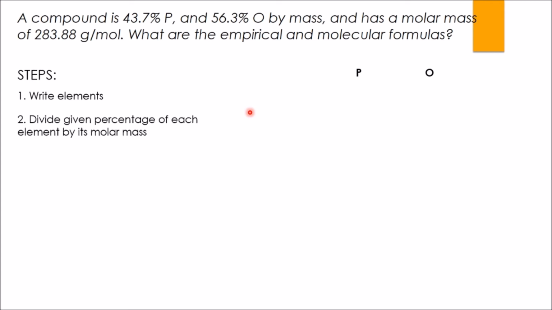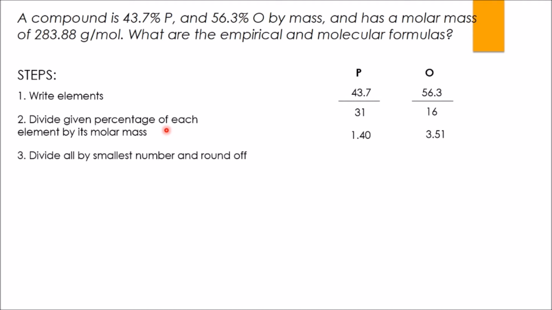The second step is divide the given percentages of each element by the molar mass. So we are going to write down the percentages that are given. Phosphorus is 43.7% and oxygen is 56.3%. We have to divide by the molar masses of these elements. We know that the molar mass of phosphorus is 31 and oxygen's molar mass is 16. So once we divide that, we get 1.40 for phosphorus and 3.51 for oxygen.